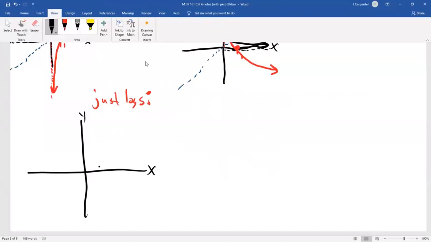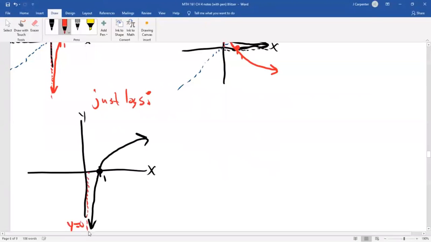So if your base is bigger than 1, you go through that 0, 1 point. Slow, very slow growth, kind of looks like a square root graph. And then we have that vertical asymptote of y equals 0. So this was log base b of x, where b is bigger than 1.